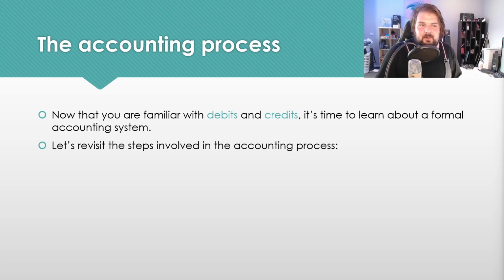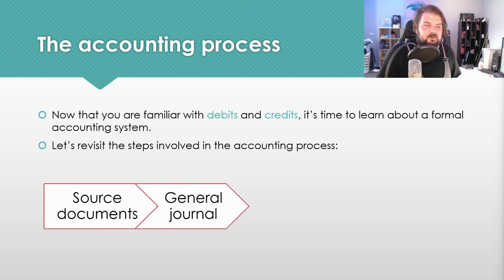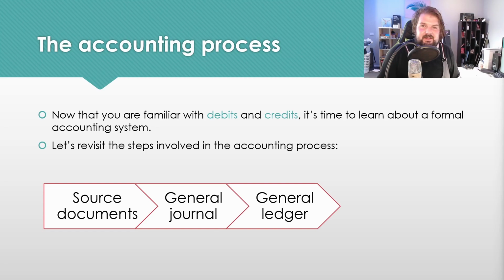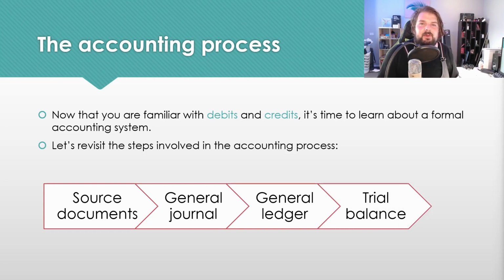So remember our accounting process. We've got our source documents, and then we journal it. That's what we're looking at today, because that leads to our general ledger and what we call our trial balance. We add up the value of all of our accounts, making sure that our debits and credits are still equal.